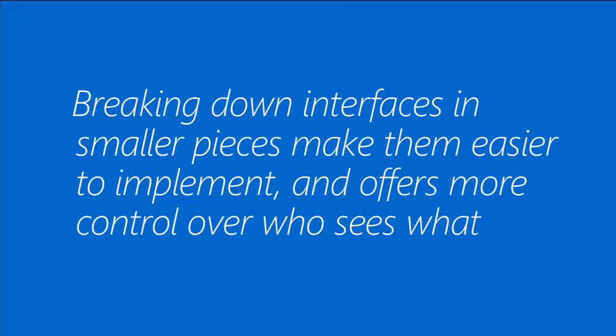So break down your interfaces into smaller pieces because it will make it easier to implement that piece of functionality. Once again, you're coming back to a bit of the single responsibility stuff. If you make a really small interface, it's really easy to implement. It makes it really easy to switch out, and a person or a class can be dependent on just a little bit of functionality.